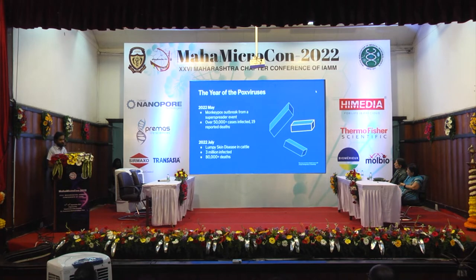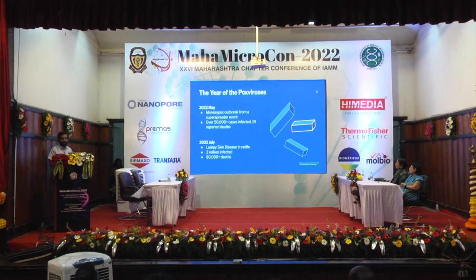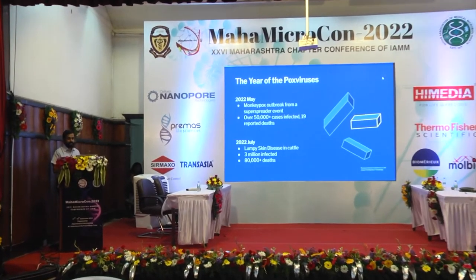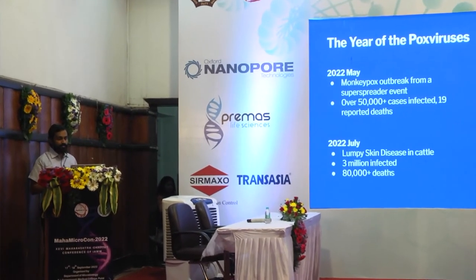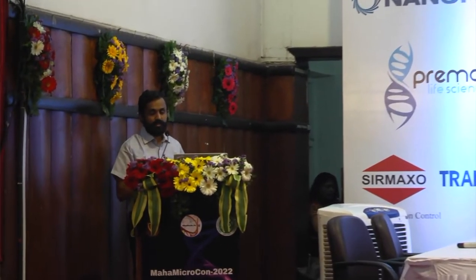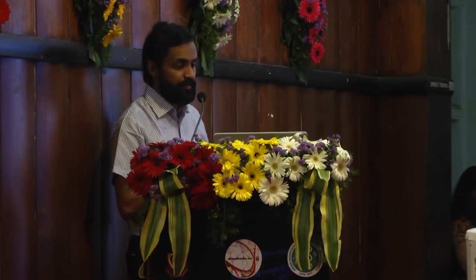2022 is important because we had the 2022 outbreak of monkeypox, which is otherwise an endemic virus in Africa, but now spread across 90-odd countries with over 50,000 cases and over 19 reported deaths. And much later in 2022, in India, we have another pox virus, but not a human pox virus, a pox virus in cattle, what we call lumpy skin disease of the cattle, which over the last 3 months has caused more than 3 million infections in cattle and over 80,000 deaths, mostly in Gujarat and Rajasthan, but also today reaching Maharashtra.